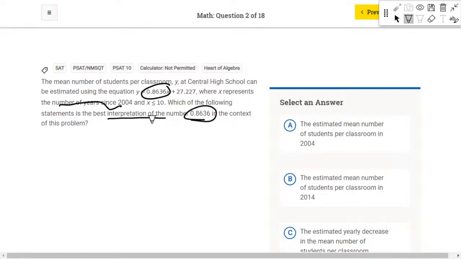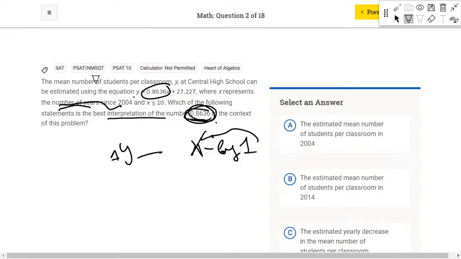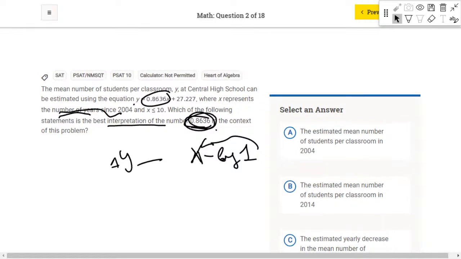Here it's the slope, and we just talked about slope. Slope shows us how much change in y we get when we change x by 1. So one change in x causes how much change in y. So x is the number of years here. So each year change causes this amount of change in y. And what is y here? It's the mean number of students. So let's find the best answer here.